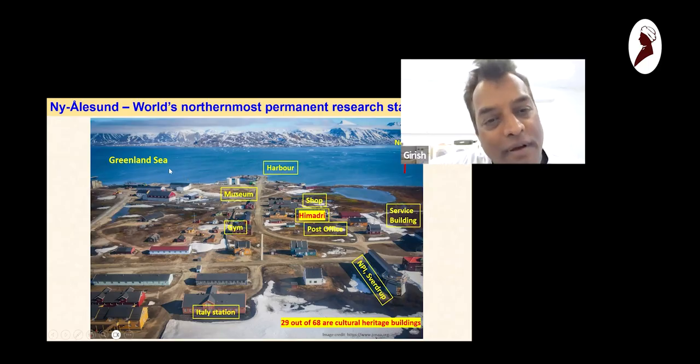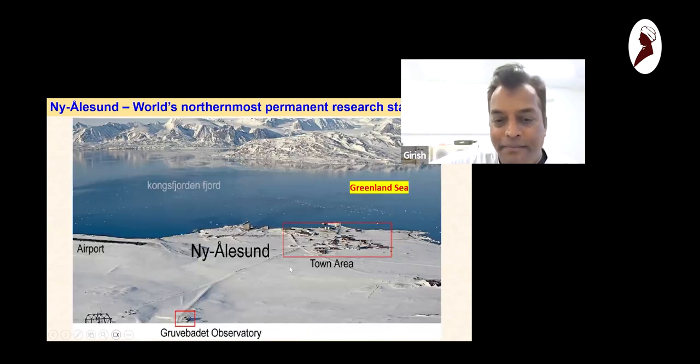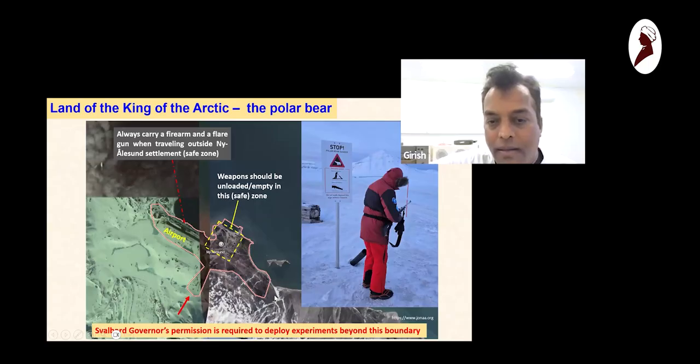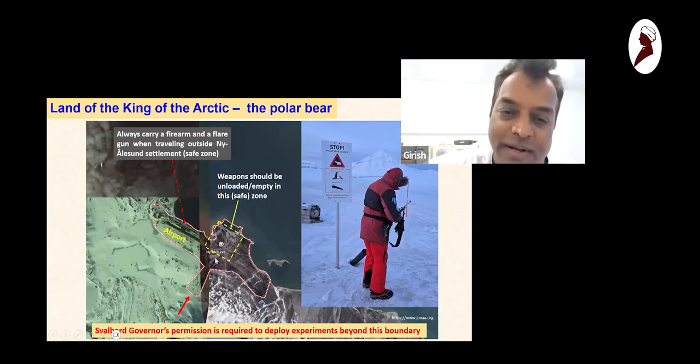This is called fjord, F-J-O-R-D. So this is part of Greenland Sea here. This is about the settlement. What you see here in the yellow block, in the yellow dashed line, is the settlement, roughly about 1.5 or 2 square kilometers.